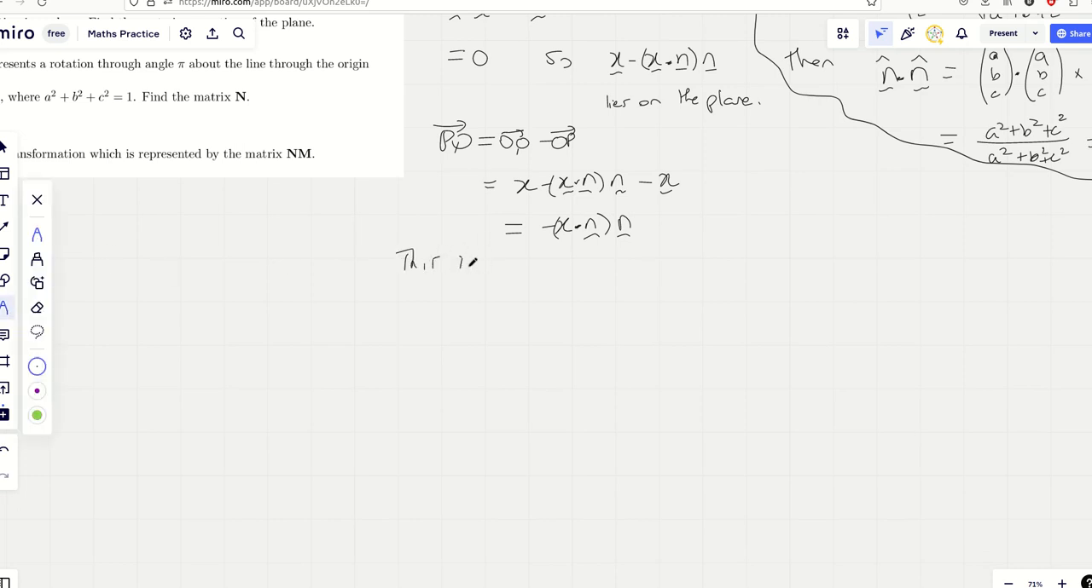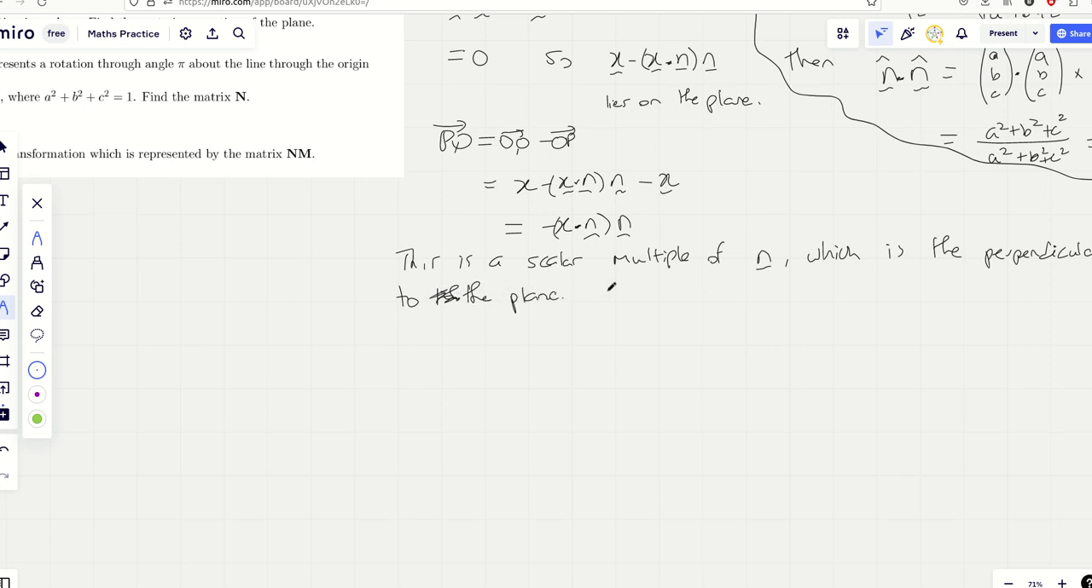So you just say this is a scalar multiple of n, which is normal to the plane, which is perpendicular or normal, hence PQ is perpendicular to the plane.